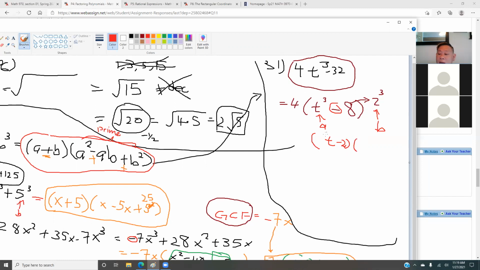And then you square the A, it becomes t squared. And then the orange sign says it is a plus. And then you multiply A and B, so t times 2 is 2t. And then plus, you square the B. The square of B is 2 squared, in this case 4. And then don't forget that you factored out the 4 early on, the GCF 4. So you have to write that. So this is the answer for question number 31.